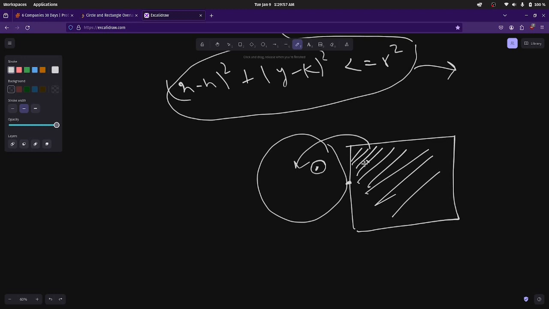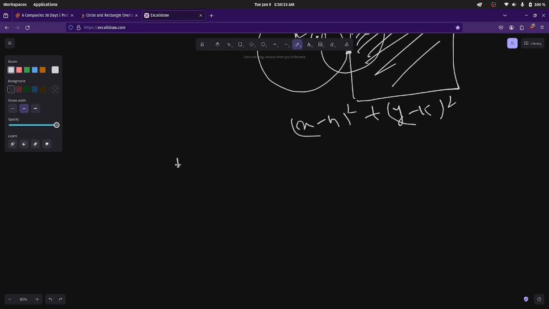If it lies here, and this point and this point follow this formula, x minus h whole square plus y minus k whole square, this means this circle is not here but here. That means it is overlapping. Done. The brute force is nothing but just using all these points.